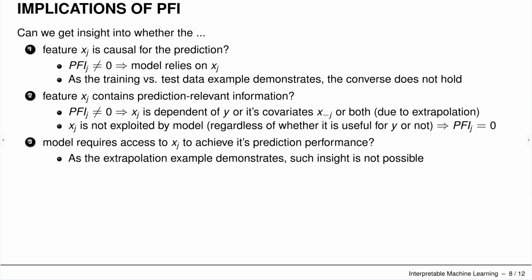And the third interpretation was: does the model require access to xj to achieve its prediction performance? And here we have seen in the extrapolation example that such insight is not possible. It might be that you have two features and one feature could just replace the other one, so they could basically have the same information. So a feature might be important for the model, but that doesn't mean that the model needs exactly that feature.